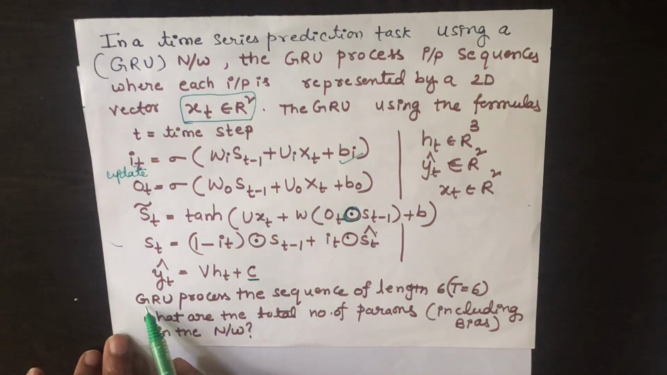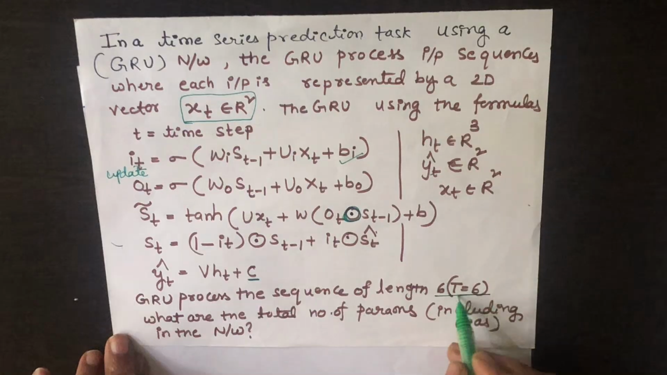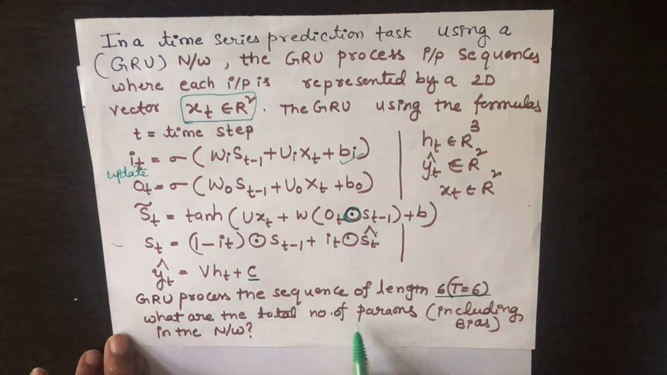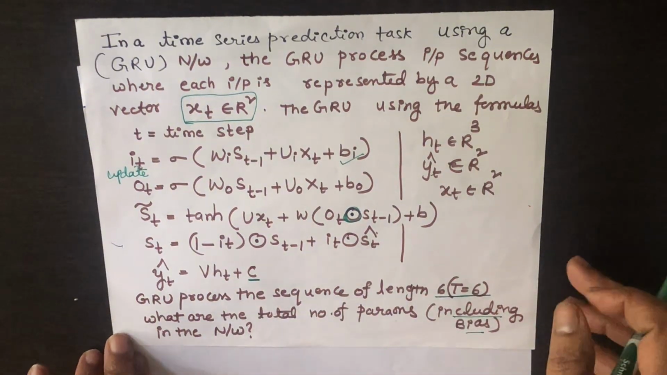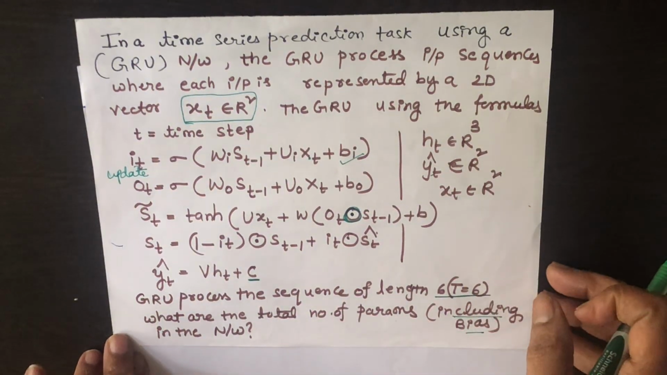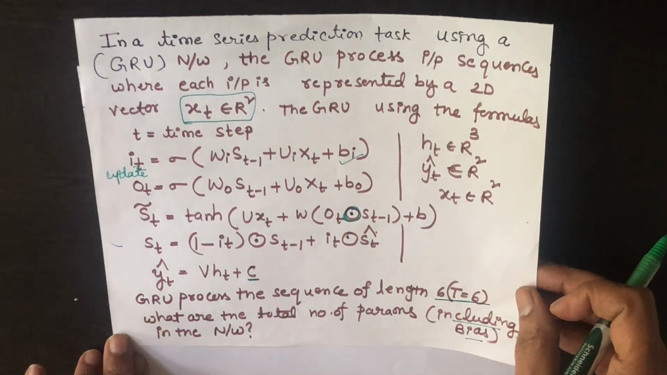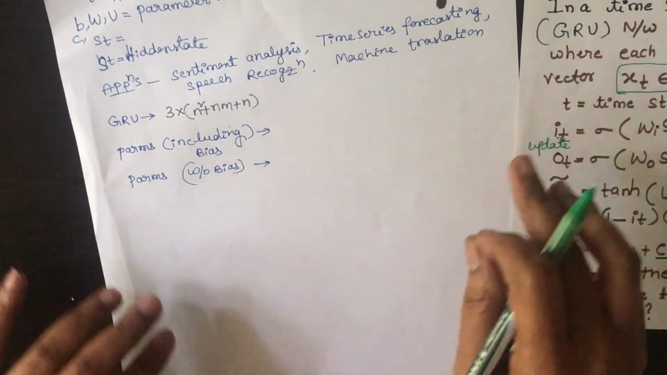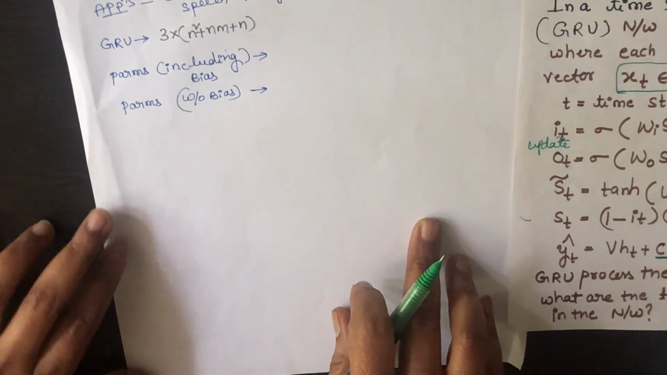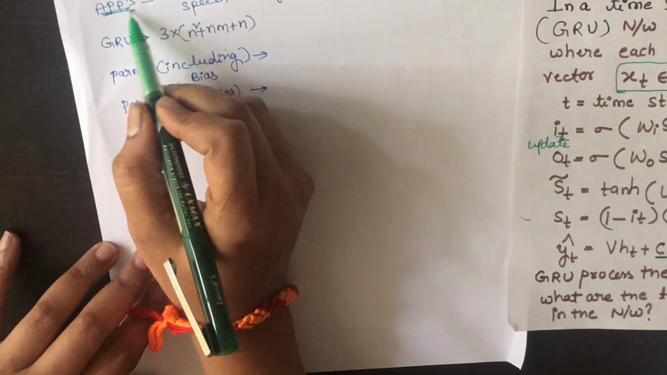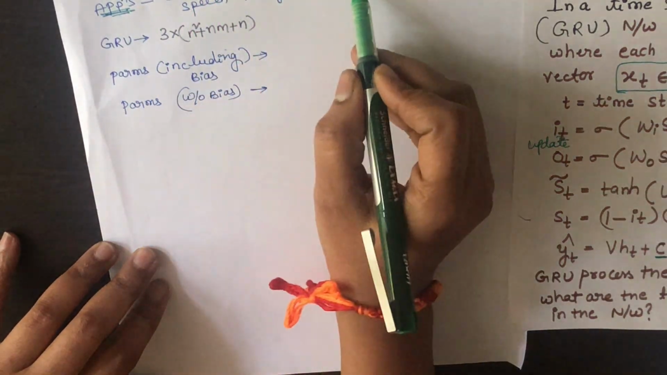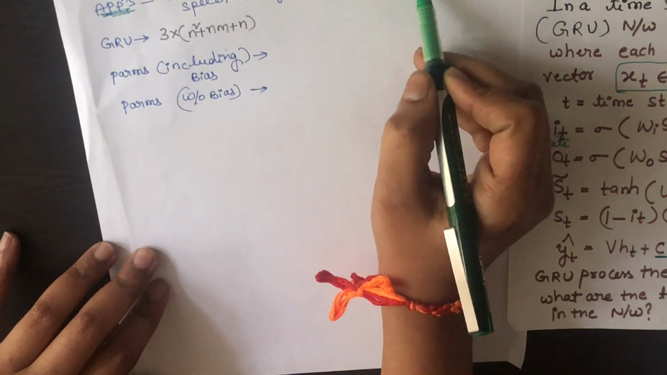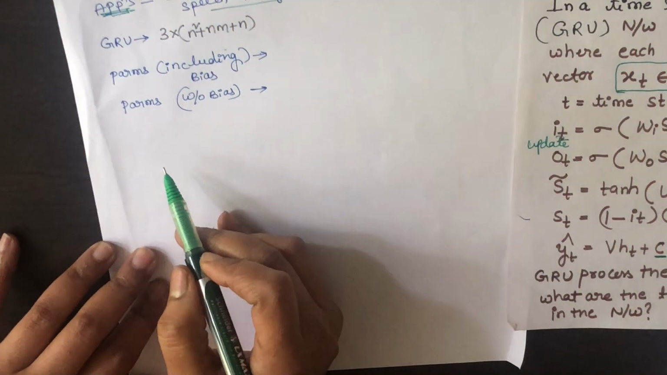So in this question, the GRU processes a sequence of length 6, that is time step t equal to 6. What is the total number of parameters including bias in the network? So mainly they are asking, including bias and without including bias, to calculate the parameters of this network. So how to solve this? GRU applications are used in sentiment analysis, time series forecasting, machine translation and speech recognition.